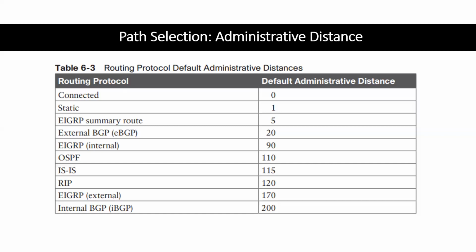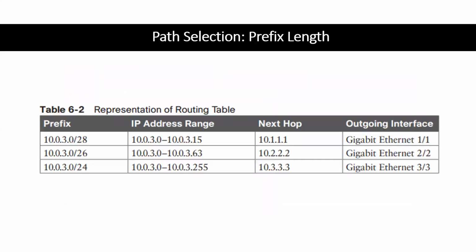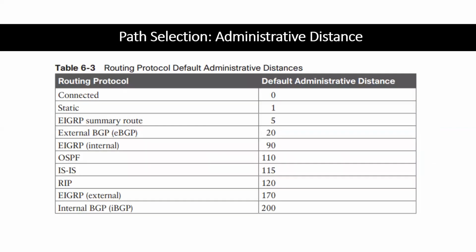So, in regards to path selection, we have three routes on the table. Let's imagine that all the routes that you have are a /24. So we can't use the prefix length election process to choose where to route this traffic. Now we need to go to the second election process, which is administrative distance.